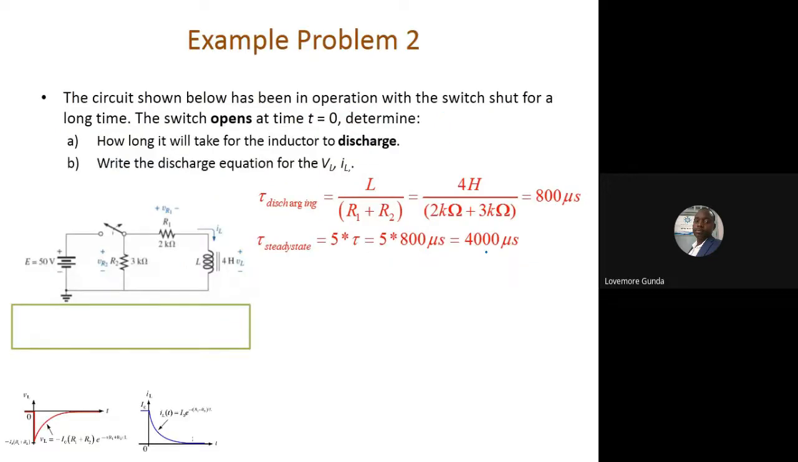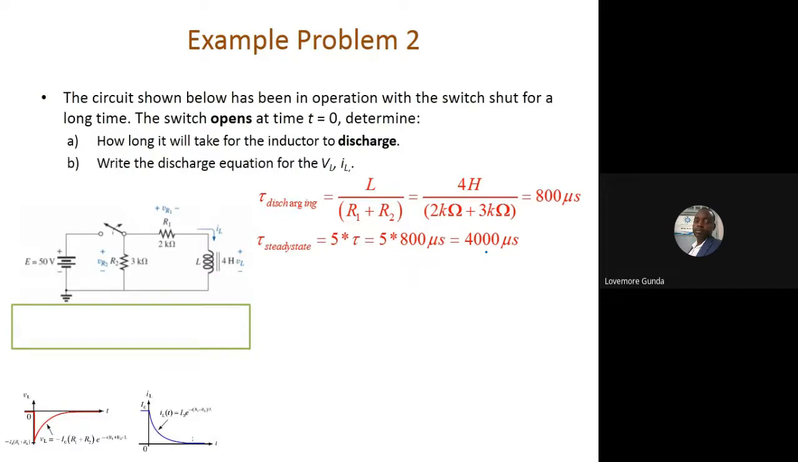So let's use an example again. The circuit shown below has been in operation with the switch shut for a long time. When we say a long time, we are saying the time is greater than 5 time constants. In other words, we have reached steady-state conditions. And what are the steady-state conditions in our inductor circuit? VL will be 0, IL will be at a maximum, VR1 will be equal to E, VR2 will be equal to E. Those are our steady-state conditions.